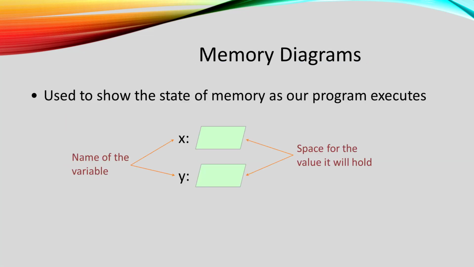When we are running our code, we use memory diagrams to show how the code is storing information. A memory diagram shows the state of memory with a box for each variable that is labeled with the variable's name. As we execute the code, we will write in that box the value that that variable is holding.